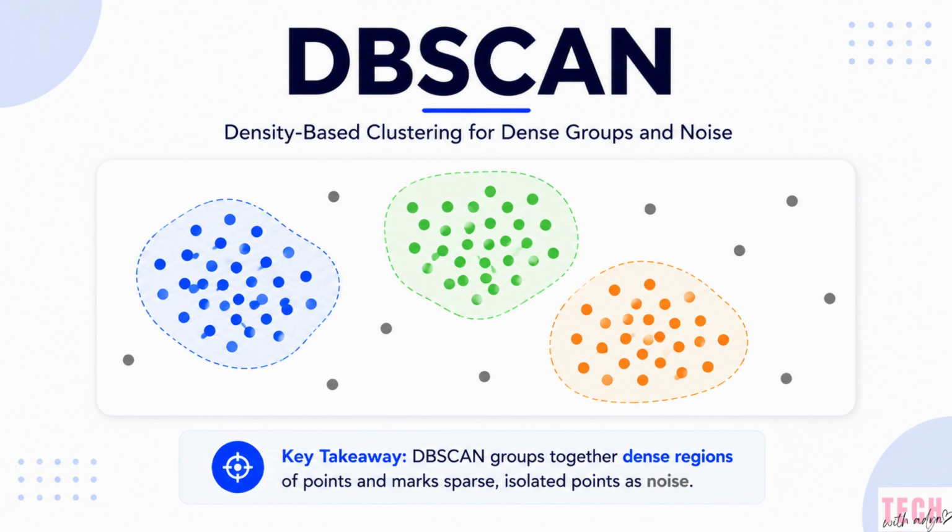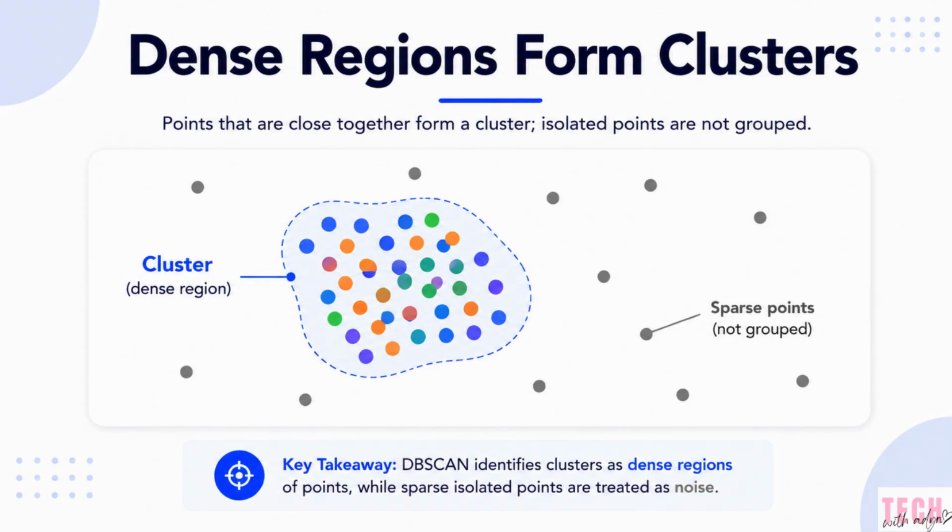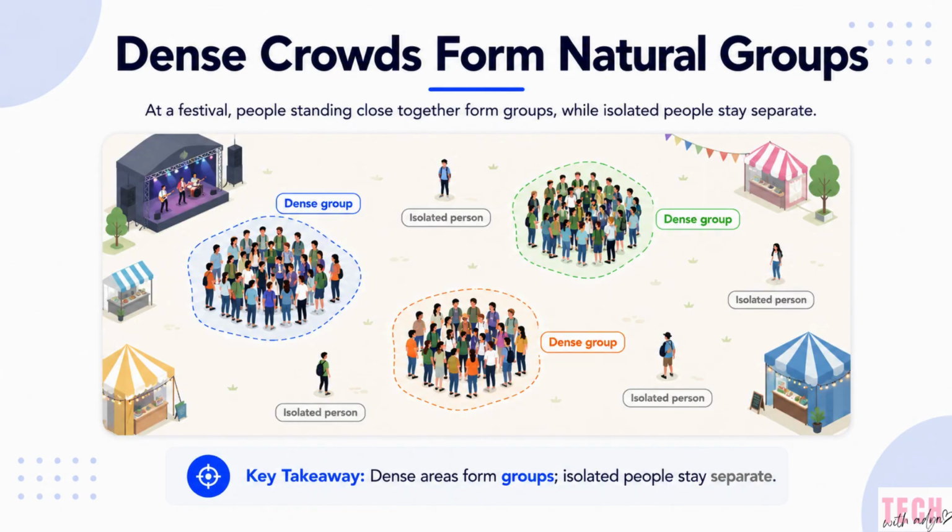DBSCAN is a clustering algorithm that finds groups by looking at density. The main idea is simple. If many data points are close together, DBSCAN sees that area as a cluster. Think about people at a festival. If many people are standing close together, we naturally see them as a crowd. But if one person is standing far away alone, we probably would not call that person part of the crowd.